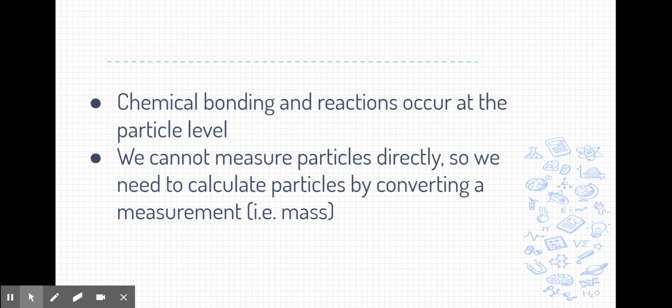So let's recall what we've learned so far in this unit. Chemical bonding reactions occur at the particle level, but since we can't measure particles, they're way too small, we need to be able to calculate the number of particles we have by converting a measurement that we make. So for example, we measure the mass of something, and we need to know a way of taking a mass and calculating the number of particles in that mass.